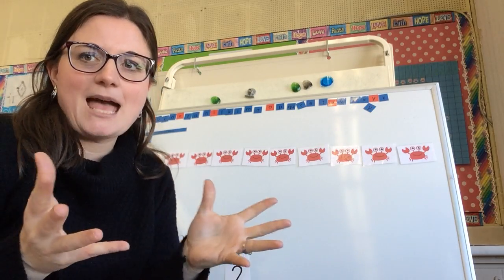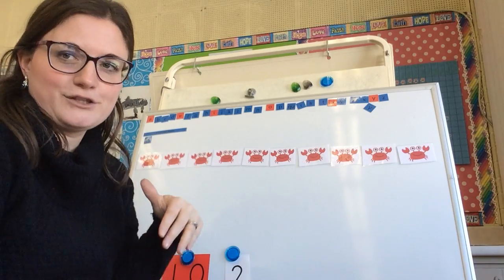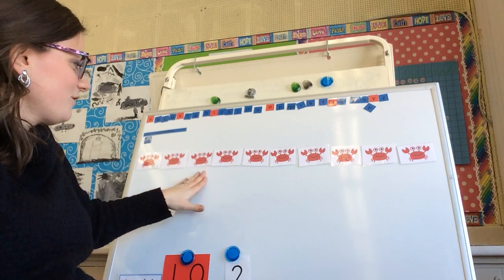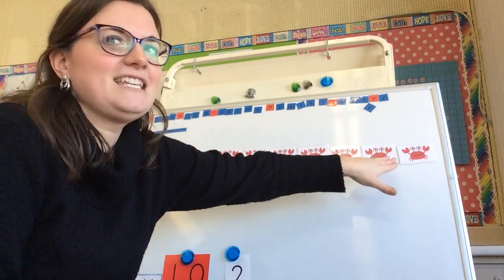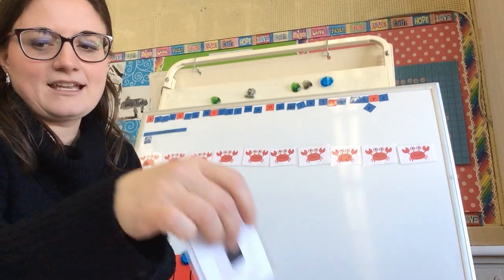We are back to crabs and let's see how many I put in my first row. Do you remember how many we put in our first row? 1, 2, 3, 4, 5, 6, 7, 8, 9, 10. We put 10 in our first row. And then I'm going to add a couple more.